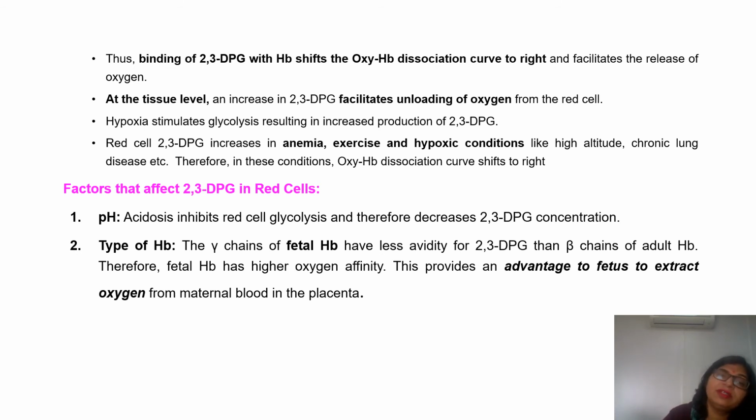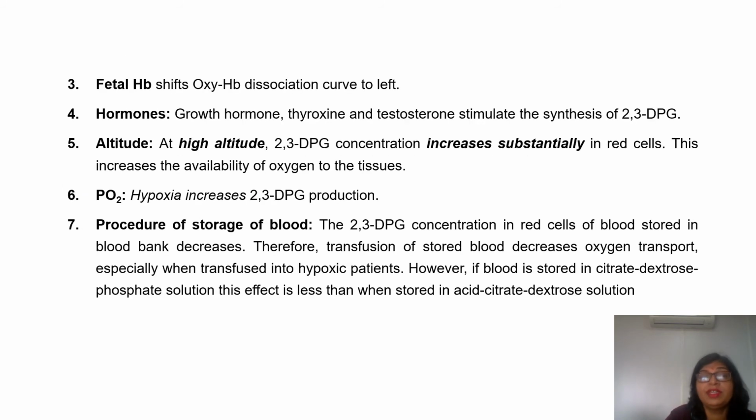Now, what are the factors that will affect the concentration of 2,3-DPG in red cells? First is pH. Acidosis will inhibit red cell glycolysis, so there will be decreased 2,3-DPG concentration in the red cells. And type of hemoglobin. Gamma chains of fetal hemoglobin have less avidity for 2,3-DPG than the beta chains of adult hemoglobin. So fetal hemoglobin has a higher oxygen affinity. This provides an advantage to the fetus, so that more oxygen can be extracted from the maternal blood. Fetal hemoglobin shifts the dissociation curve to the left.